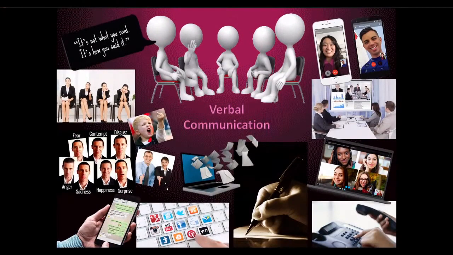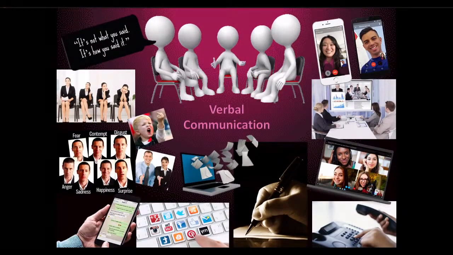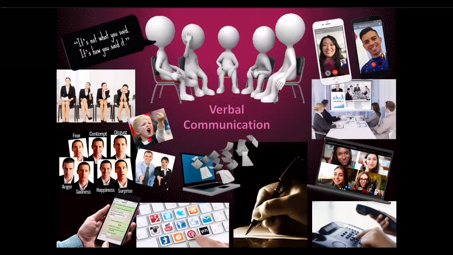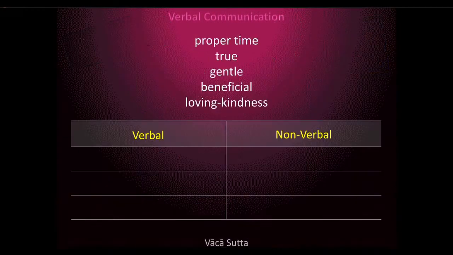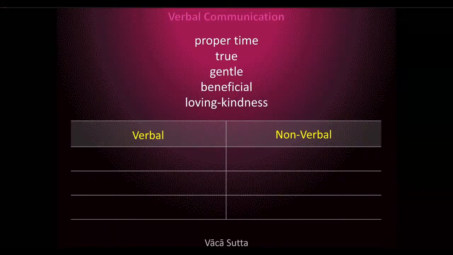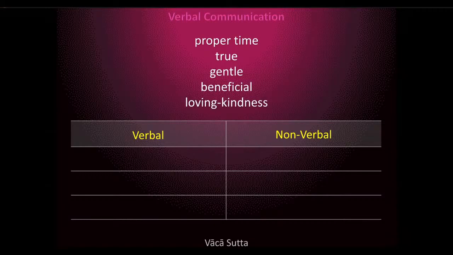Now, we have already established that speech is not just words. It also comes with the non-verbal part, which includes the tone of our voice, facial expression, and body language. Now let's examine the five factors in the Vajra Sutta. Which of the factors are verbal and which are non-verbal? So before we go on, it is important to note that the non-verbal cues mentioned here refer to what expresses one's feelings, emotions, and attitude. These are also expressed in verbal, spoken words, but compared to the non-verbal part, it has more content.